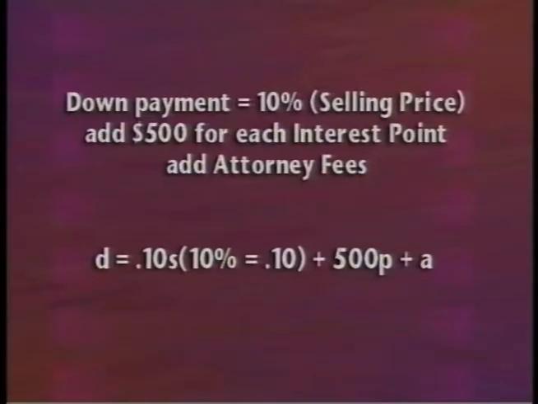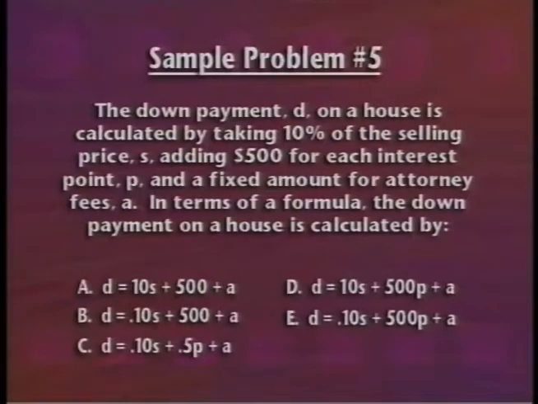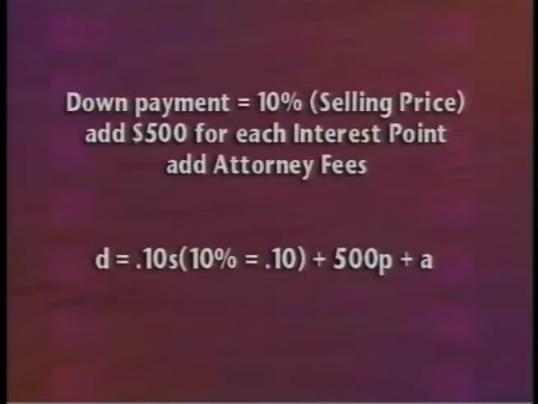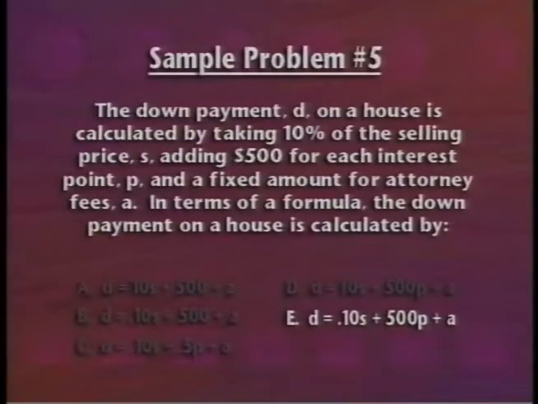Now let's quickly use the answers to help us construct the formula. For instance, all 5 options contain plus A as the final part, so we really don't need to worry about the attorney fees. Each answer has a plus A. So now looking at the formula we've written down, we see that D down payment equals 10% of the selling price. Well, that's 0.10S plus $500 for each interest point, which is P. So I get D equals 0.10S plus 500P plus the A, which is on every answer. Looks like it's answer E.